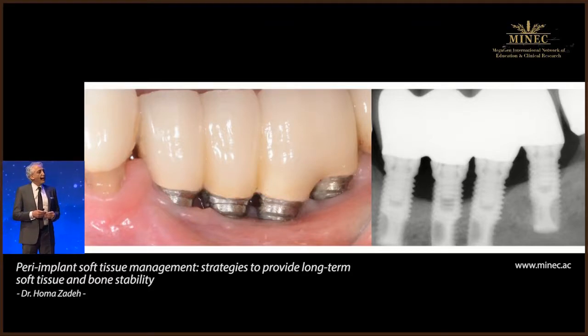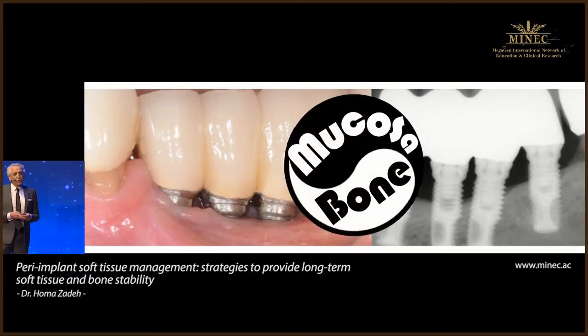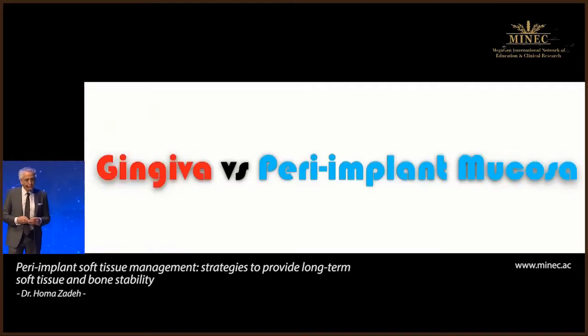And the question we have to ask: what came first? Was there soft tissue deficiency that led to the bone loss? Or did the bone resorption lead to the soft tissue recession? So I believe that there's an interplay between the mucosa and the bone. And in the next hour, I'd like to explain the scientific evidence that we have about the interplay between the mucosa and bone.